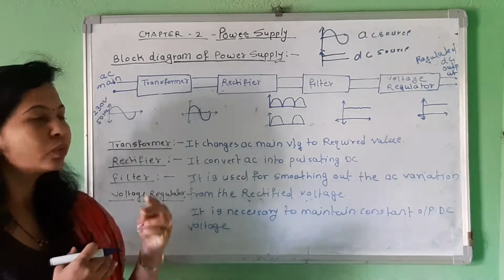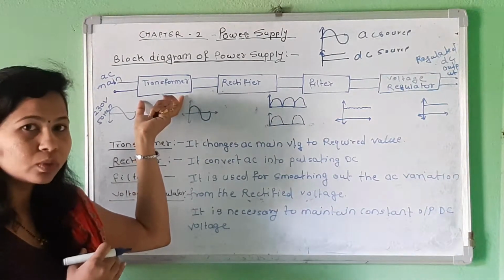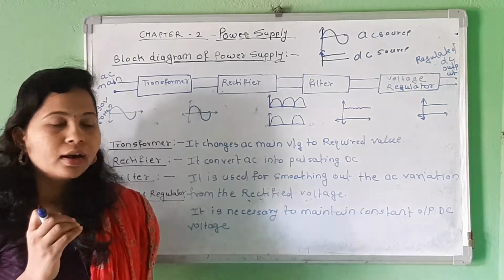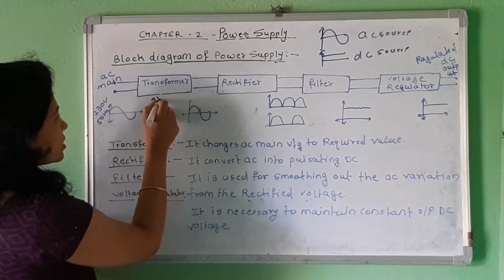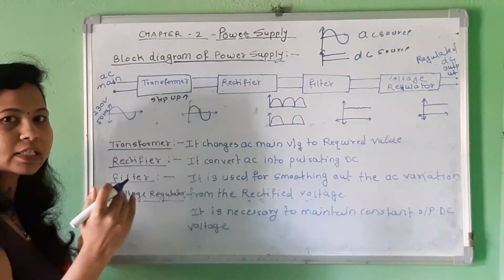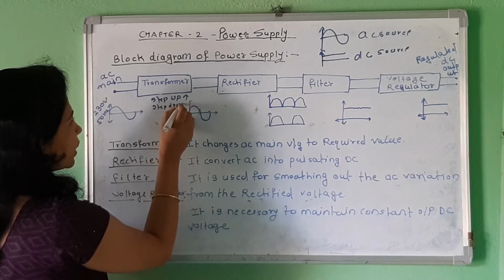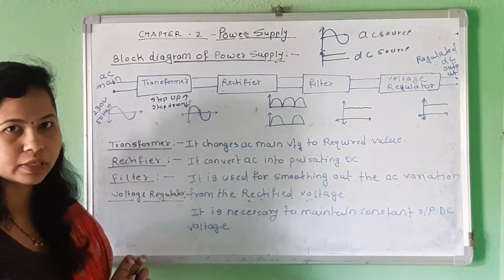We will use a transformer to step up the voltage level. There are two types of transformer. First is the step up transformer, which is used to increase the voltage level, and next is the step down transformer, which is used to step down the voltage level.